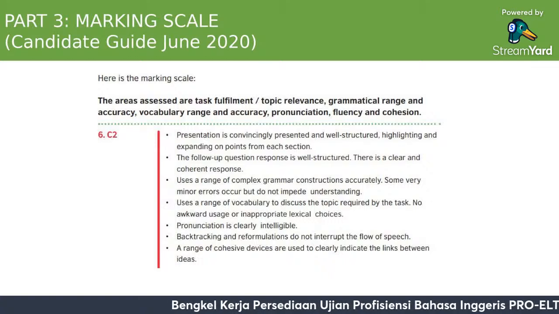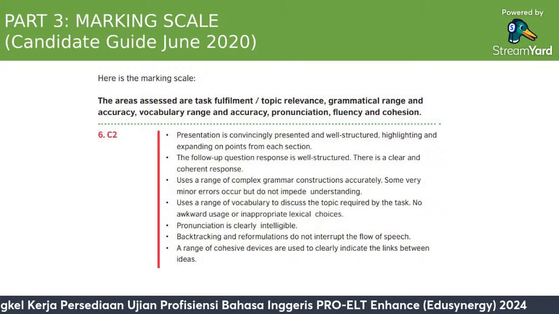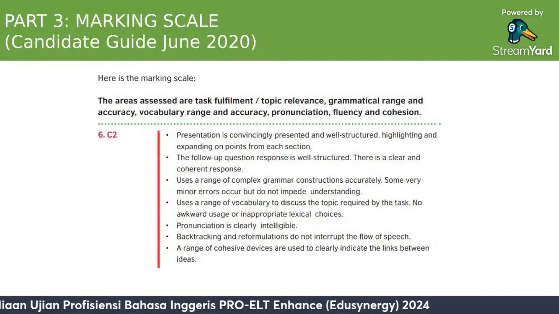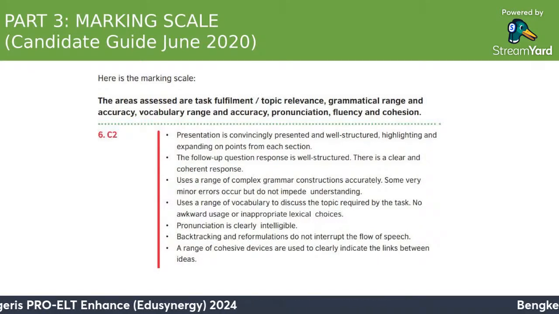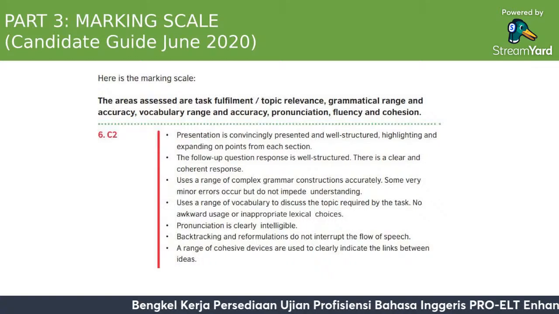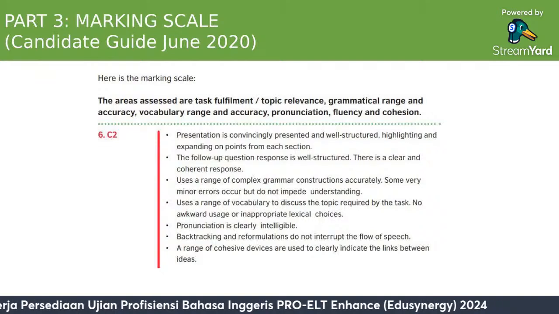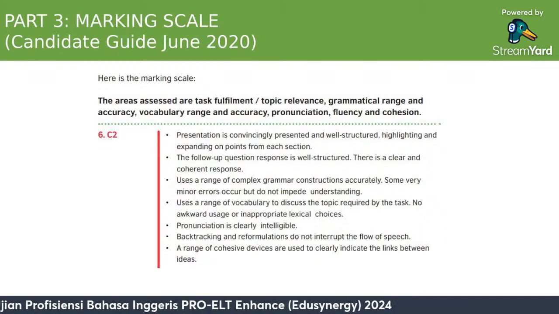Pronunciation: intelligible. Range of cohesive devices clearly indicating the links, the same as C1. So if you look at the marking scale, anywhere here says that you have to sound like a native speaker, you must have the British accent? No. As long as you fulfill the descriptors, the construct, you're good to go.